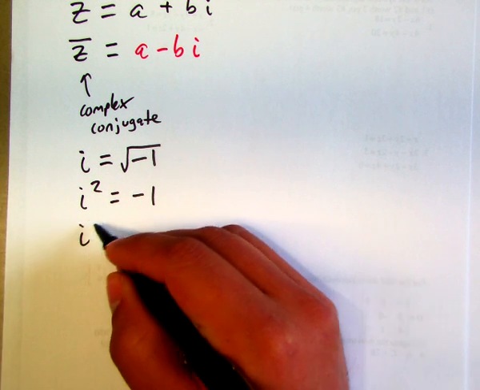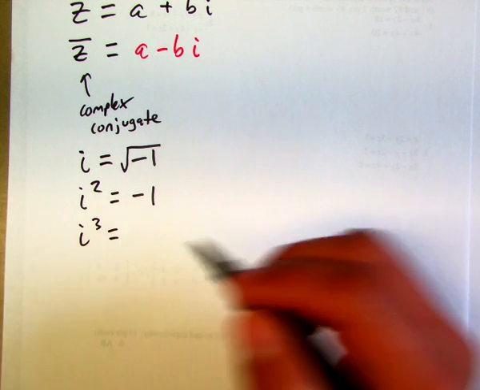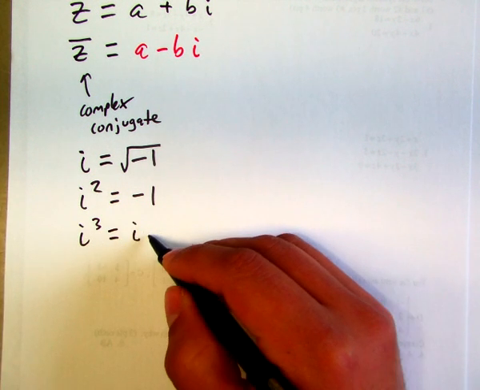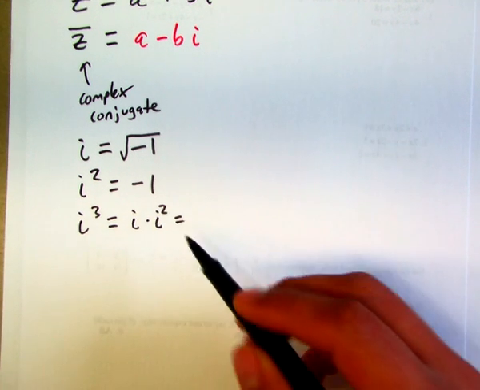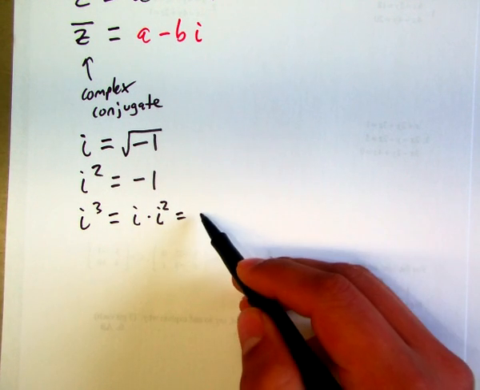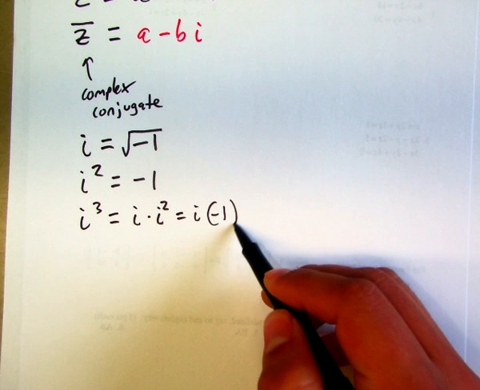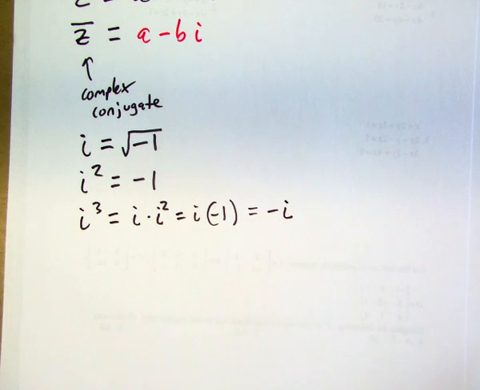i cubed is the same as i times i squared. And what's i squared? -1. So this is just -i.